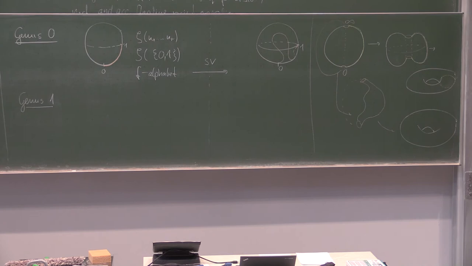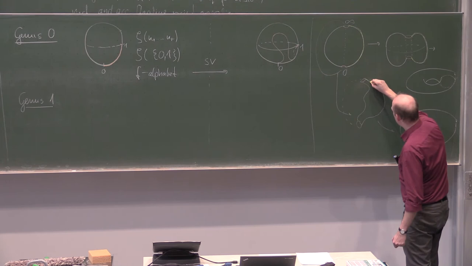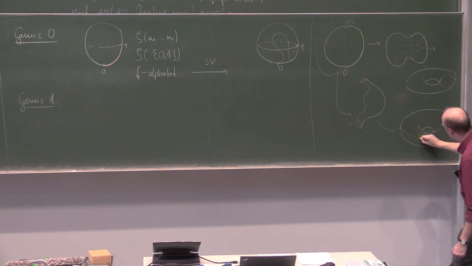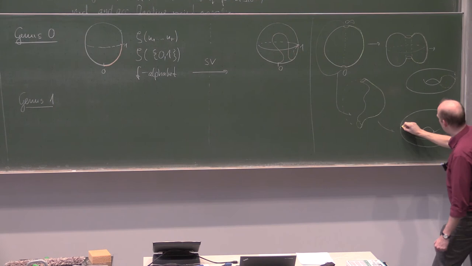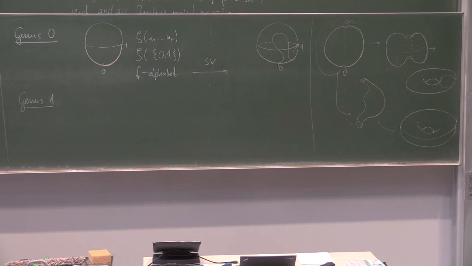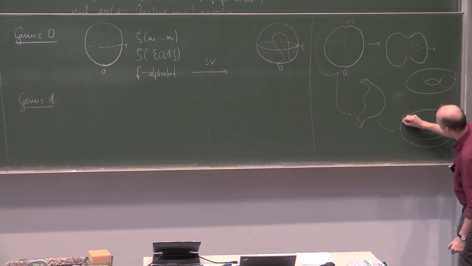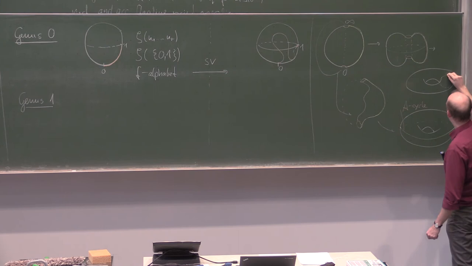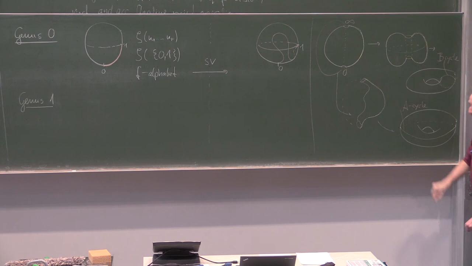If I do it the other way around, then I can again trace the cycle through here. So that will be the cycle. And if I connect the two little circles here, the cycle I'm going to get here is exactly that one. And in the genus 1 world, people are referring to these cycles as the A cycle, and that one as the so-called B cycle. And the A cycle and the B cycle will play a role in what I'm going to tell right now.